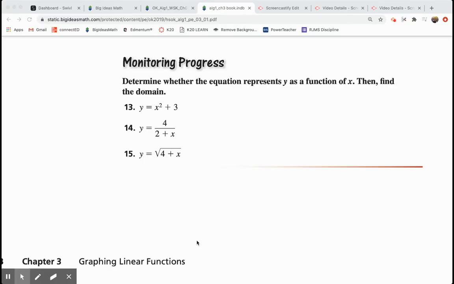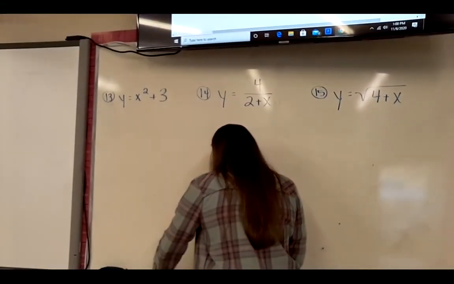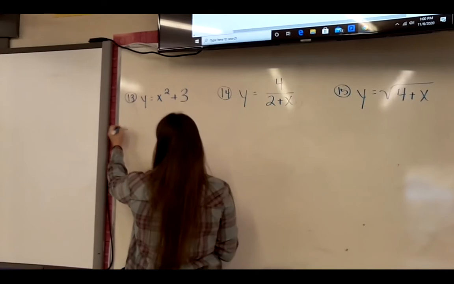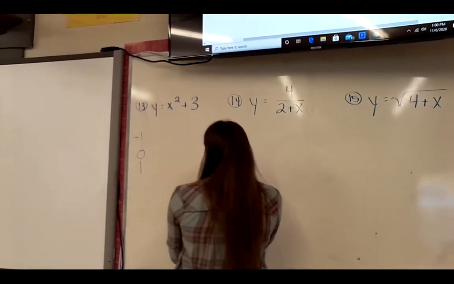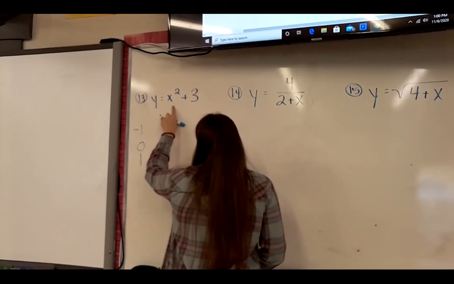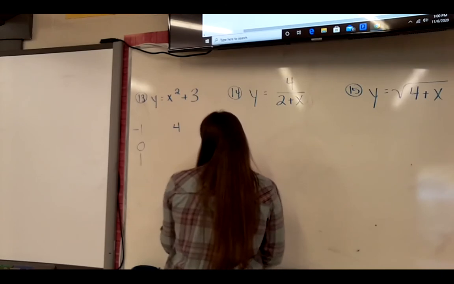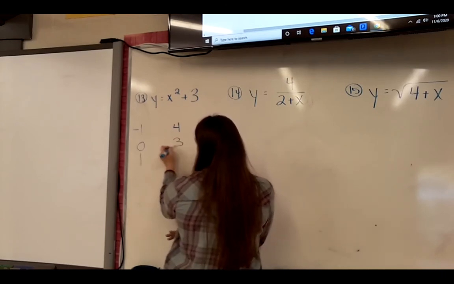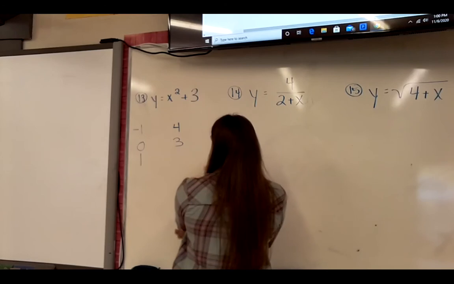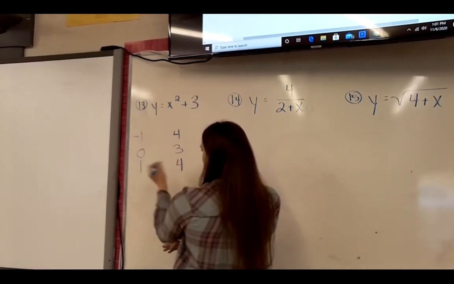Okay, now I want you to try all 3 of these. You're determining whether it is a function and then stating your domain. On 13, if we plug some numbers in, if I plug -1 in, what is -1 squared? 1. Positive 1 plus 3 is 4. 0 squared is just 0 plus 3, yeah, 3. And then 1, if you plug 1 in, what do you get? 4.